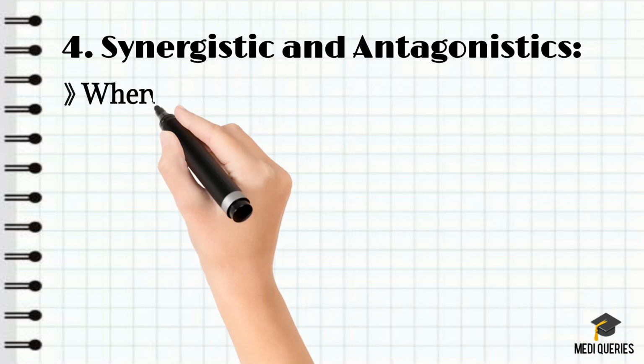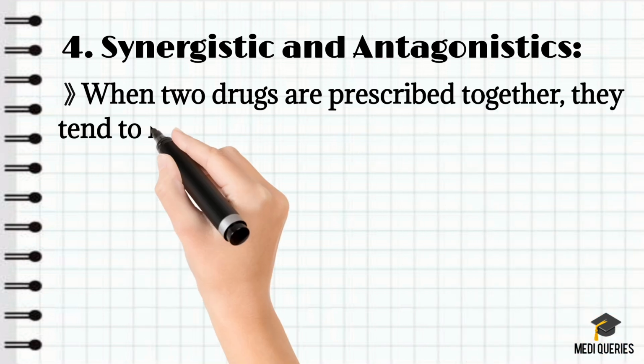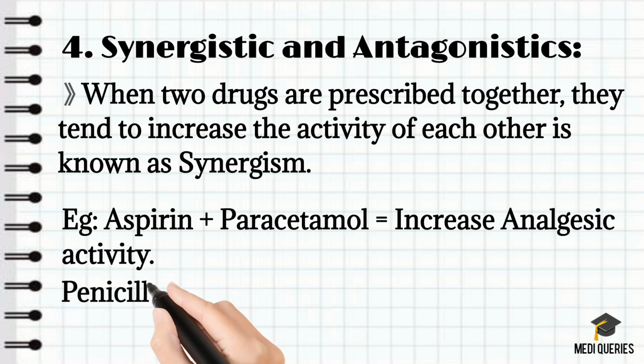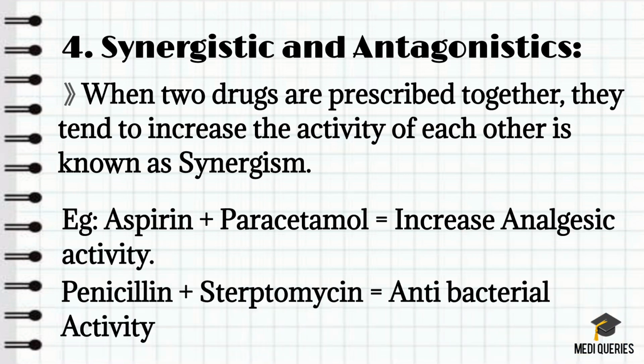And the next one is the synergistic and antagonistic drugs. Many drugs exhibit synergism and antagonism when administered in combination. When 2 drugs are prescribed together, they tend to increase the activity of each other. So when 2 drugs are administered simultaneously, the pharmacological action produced by the 2 drugs is greater than the summation of the 2 drugs. That is called synergism. Synergism is usually intentional because the prescriber has prescribed the drugs together in order to increase the activity of the drugs.